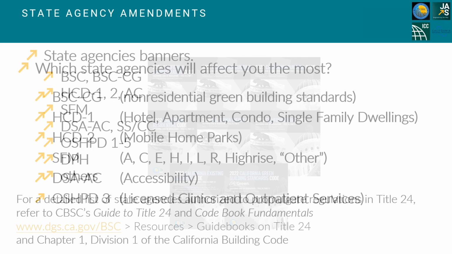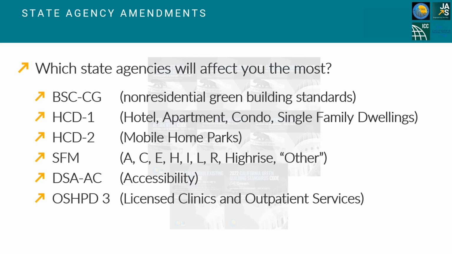The state agencies that are most likely to modify the national model codes that establish the California codes are the Department of Housing and Community Development, the Office of the State Fire Marshal, the Division of the State Architect, and the Office of Statewide Health Planning and Development, known as OSHPD. Their new name is the Department of Healthcare Access and Information, but the acronym is not changed in the 2022 edition of Title 24.